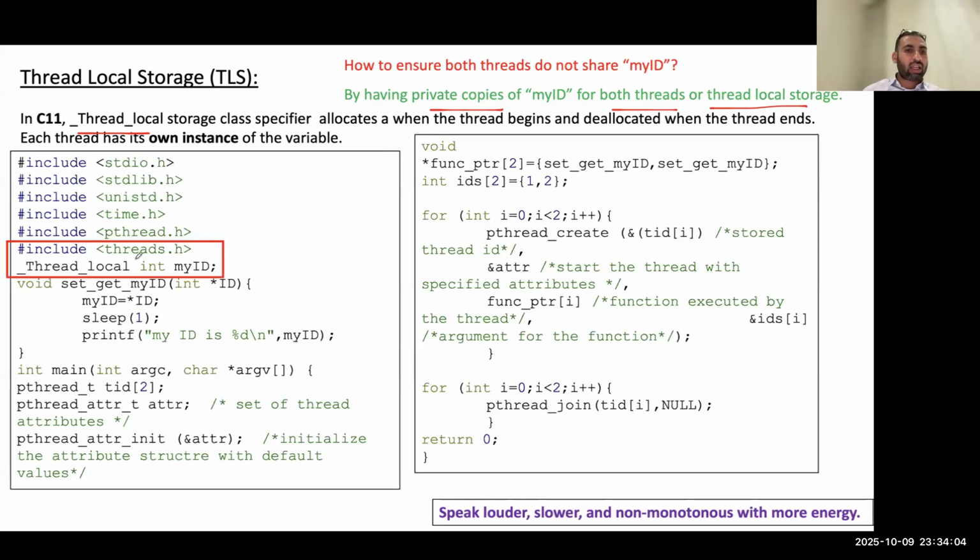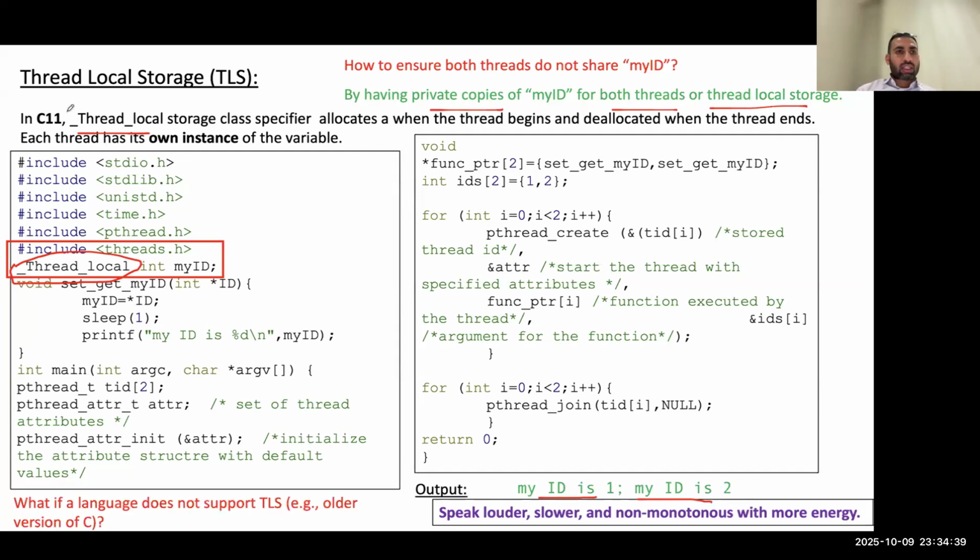And how do you do that? Here is the quick way. Everything else in this program is the same. We are not changing anything. The only thing we are changing is putting this specifier, underscore thread underscore local, on int my ID. Now there will be two copies of my ID, one for thread 1 and a second for thread 2, and they will not be overwritten by the other thread. So this time when you run the program, you will see the output: my ID is 1, my ID is 2.